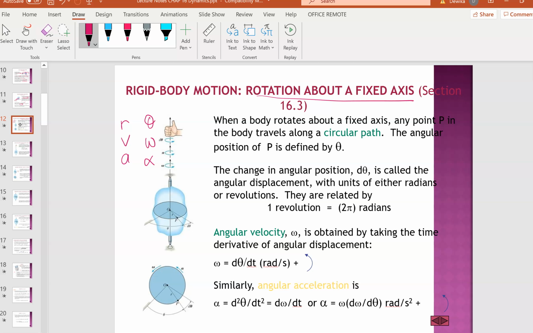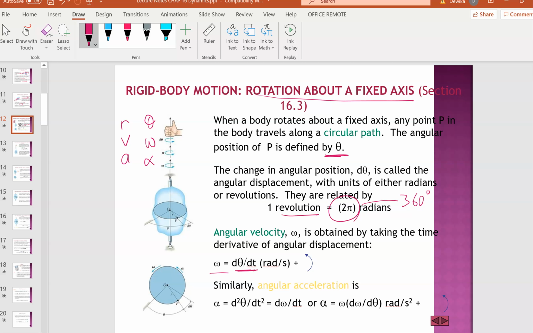Okay, so the angle or the displacement will be theta. Okay, so one revolution means one turn will be 2 pi, which is actually equivalent to 360 degrees. So what is omega? Omega is actually the derivative of your theta, d theta over dt.